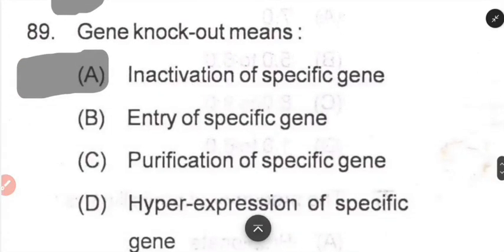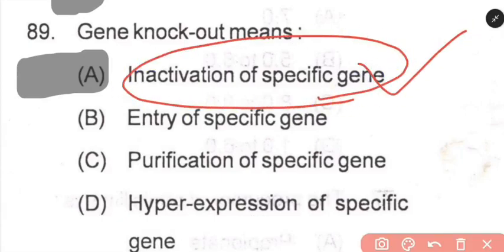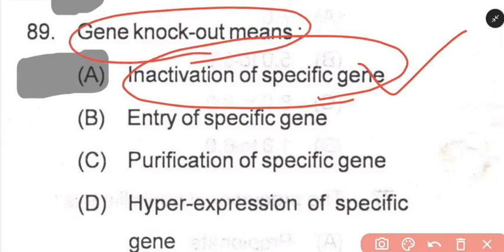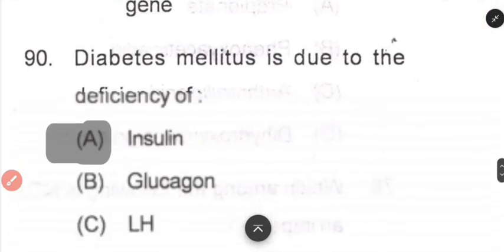What is the meaning of gene knockout? It is the process of inactivation of specific genes. So we utilize this gene knockout technology to inhibit cancer cells, or in different techniques. Suppose a gene mutation is done, and we do gene knockout by inactivation of that specific gene. Sometimes the activation of a gene leads to a disease, so we do gene knockout technology, and by that, inactivation of the gene happens.